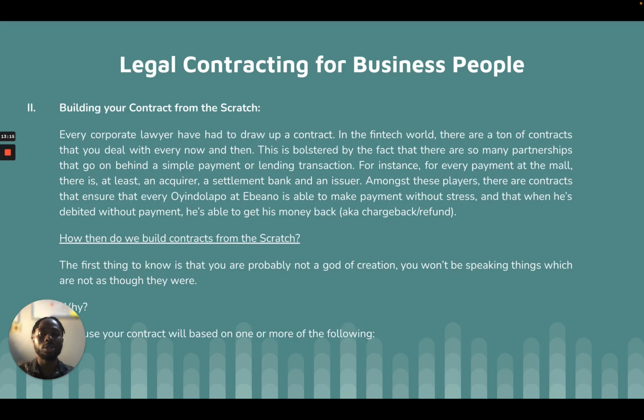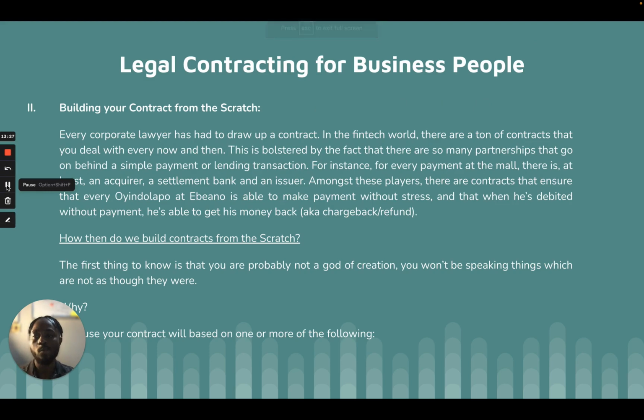Now, building your contract from the scratch. Now, every corporate lawyer, I think, has had to at some point draw up a contract, right? I doubt that there's any corporate lawyer that hasn't had to draw up a contract at any point in time, even if it's just a contract of, I don't know. I just feel like no matter how basic, you've had to draw up a contract at some point.